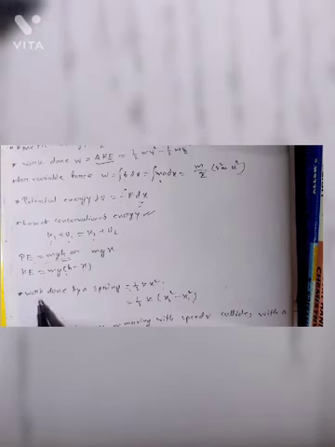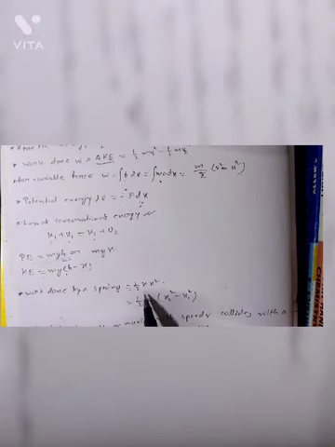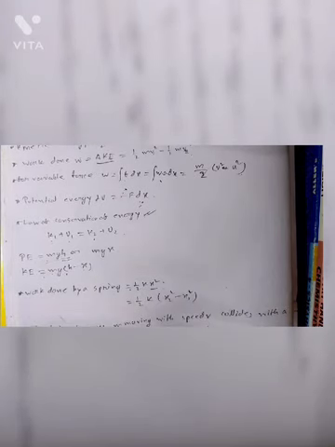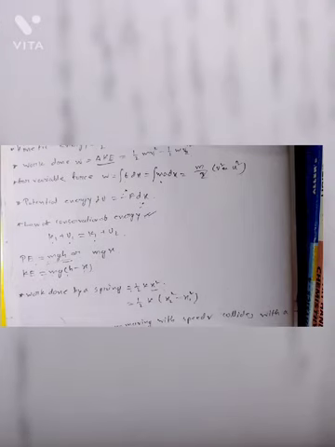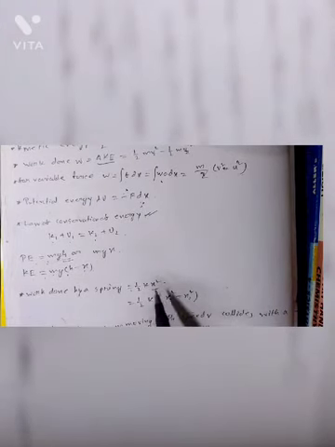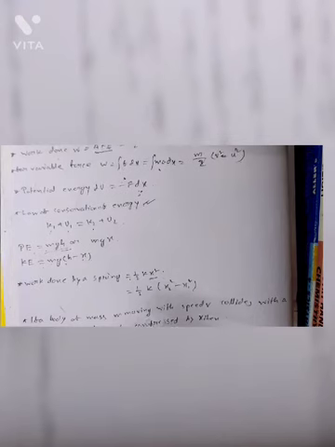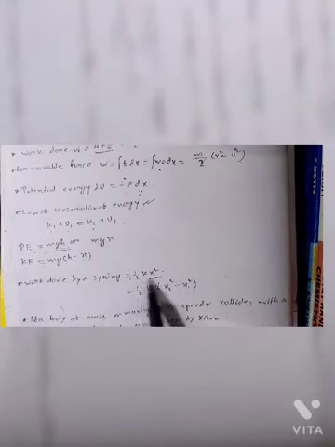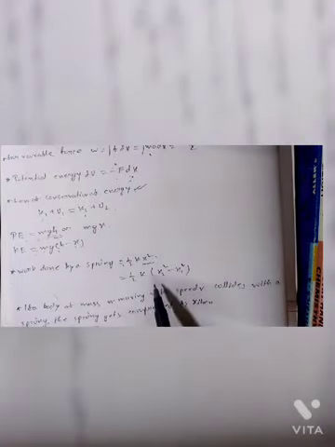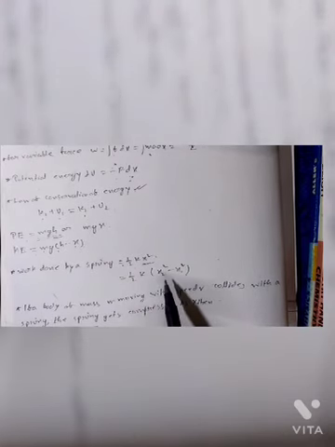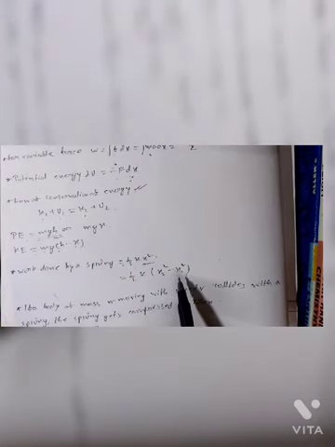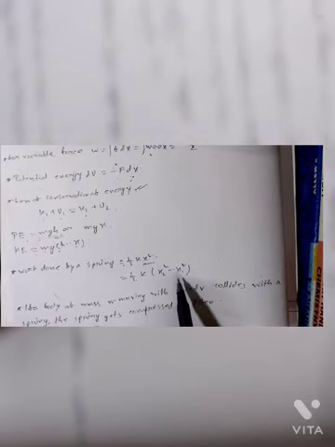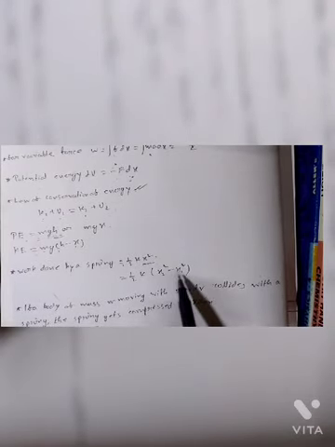Work done by spring can be written as half kx square, where x is the contraction of spring. If the spring is contracted by x, then the work done by the spring is half kx square. If the spring is contracted from the point x1 to x2, then the work done by the spring is half k into x2 square minus x1 square.